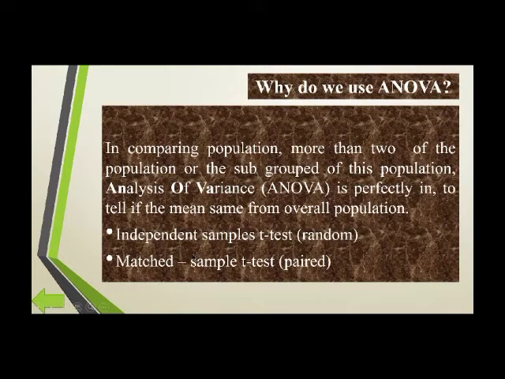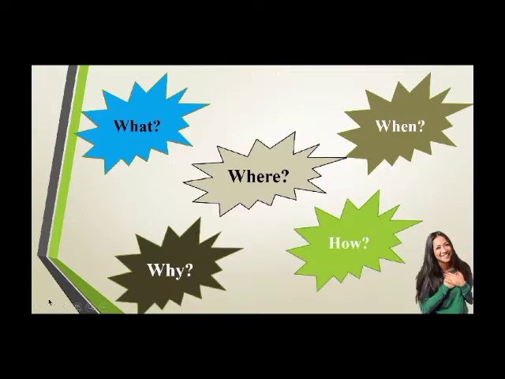So why? Can you just simply compare the population? Oh, that is too wide. So if you want to compare things in an easy way, especially populations, the ANOVA is perfectly right. In comparing more than two populations or the subgroups of these populations, the ANOVA is perfect to tell if the means are the same from the overall population. So independent sample t-test, you can have that, or matched sample t-test, paired. So that is why we are going to use ANOVA.